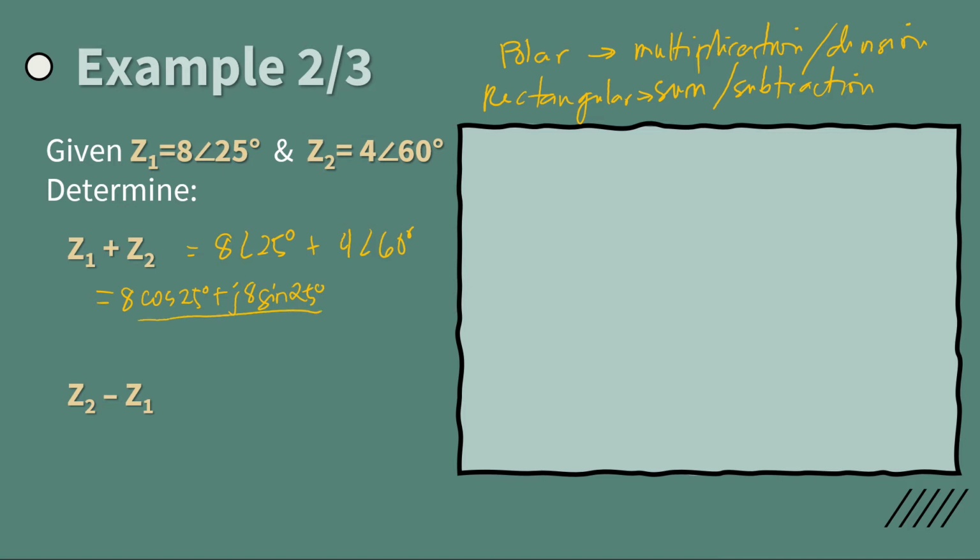And then plus 4 cosine 60 plus j 4 sine 60 degrees. So this is your z2. You just solve it manually, or you can use your calculator. But if you notice, it's a bit difficult, no?